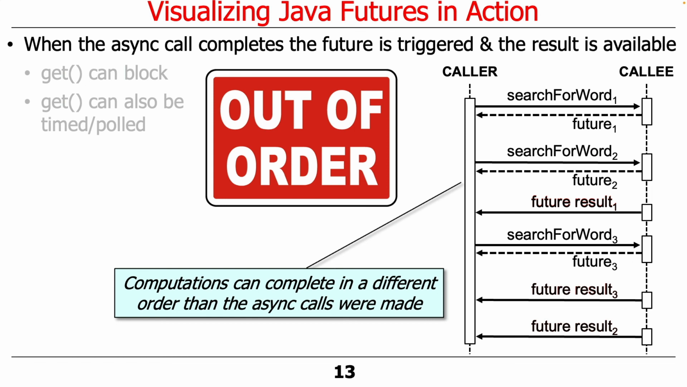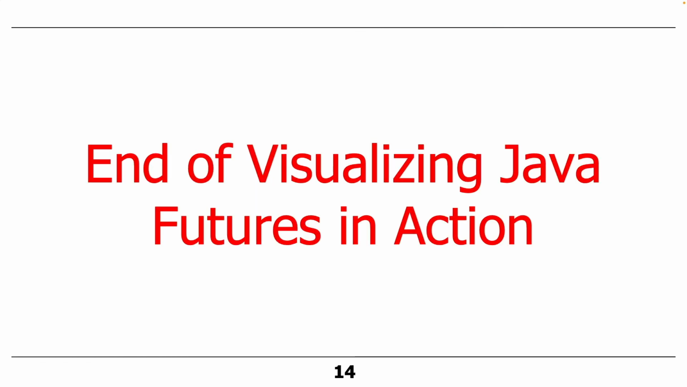So that's just kind of a quick walkthrough of futures in action. We'll break it down a little bit more. We'll take a look at some examples here shortly, but this hopefully will give you kind of a bird's eye view of what's going on before we start diving into the API level elements.